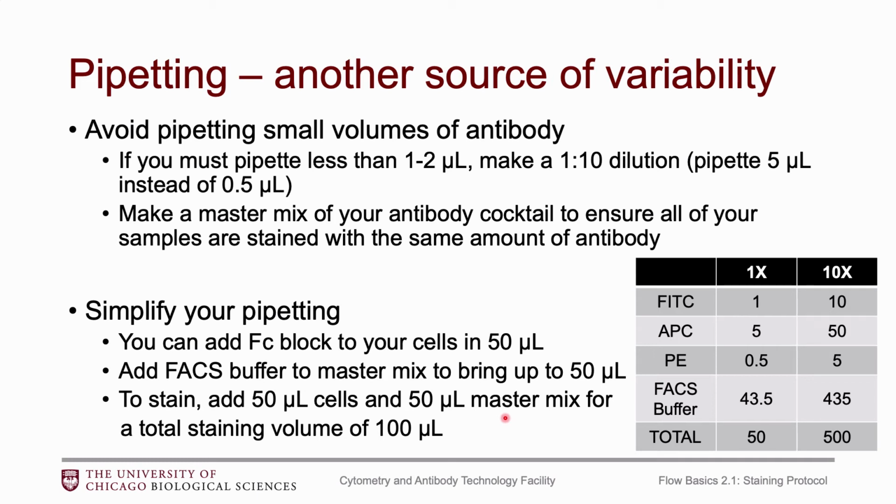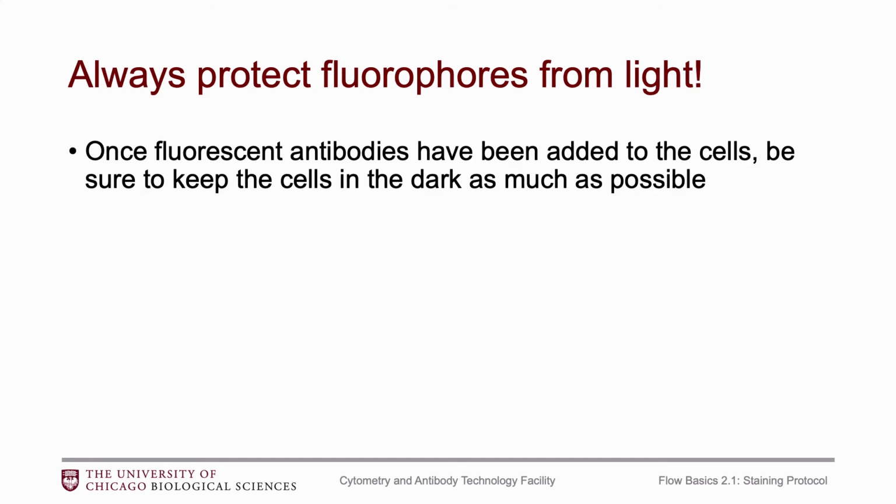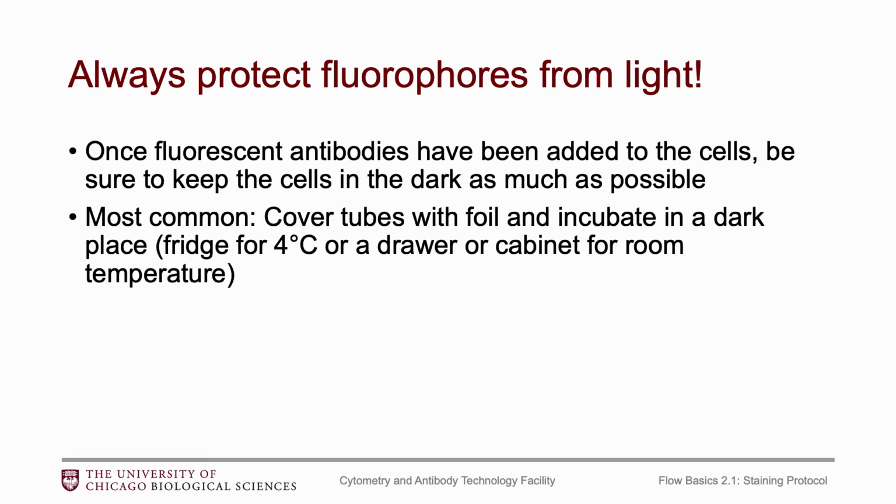So that's my preferred method. You don't have to do it this way, but I find this to be the most straightforward. Another note, once you add your fluorophores, you want to make sure that you protect those from light because they will start to photobleach once they're exposed to light. That generally means that we'll just cover the rack of tubes with foil and then incubate them somewhere dark.